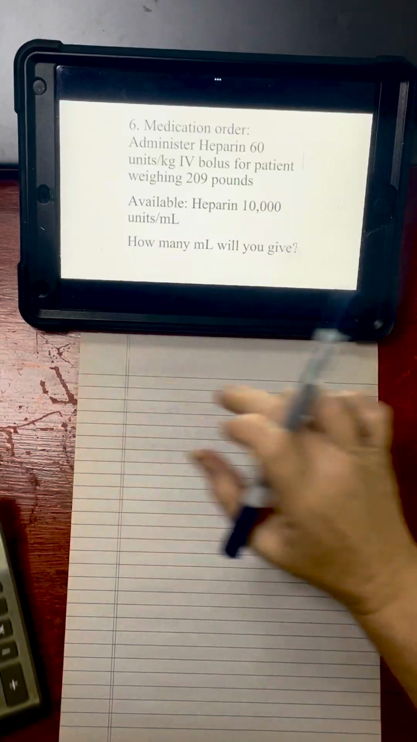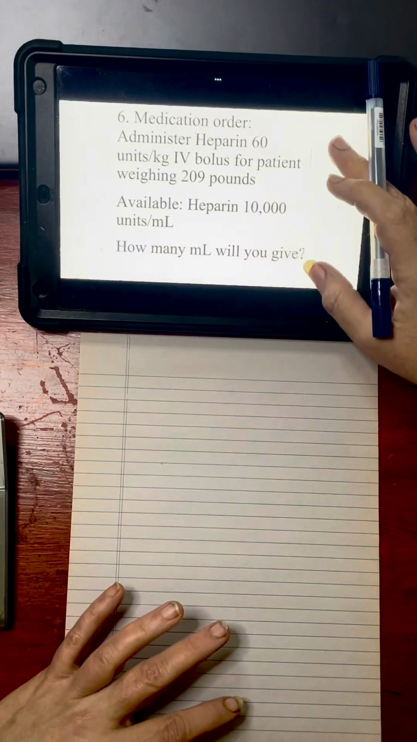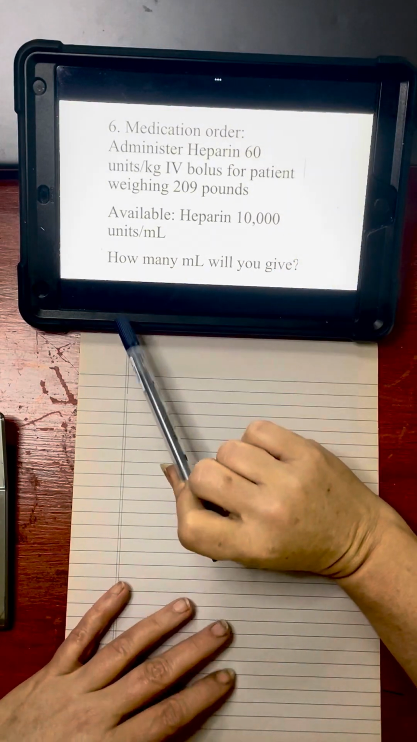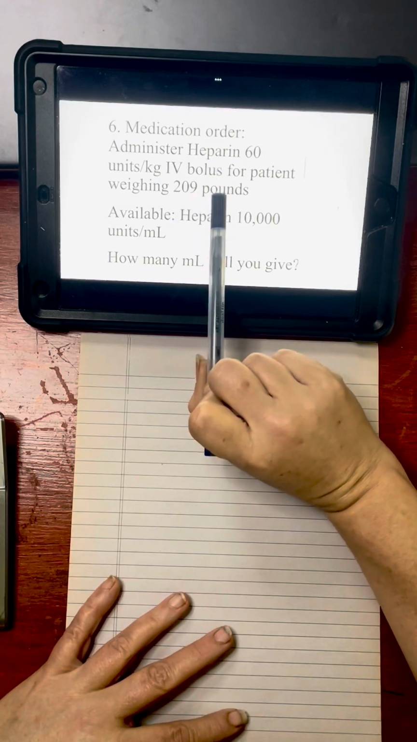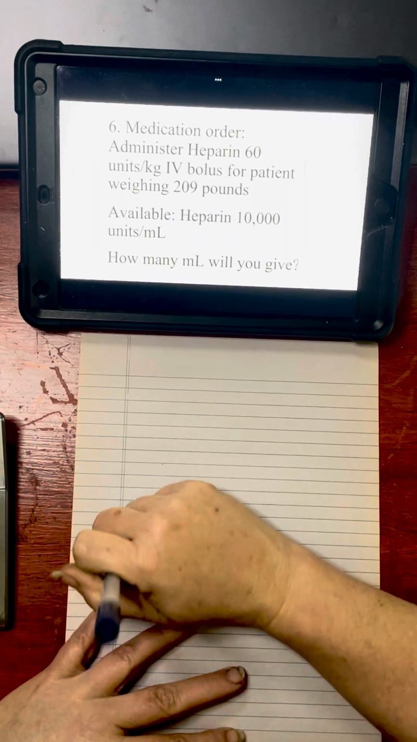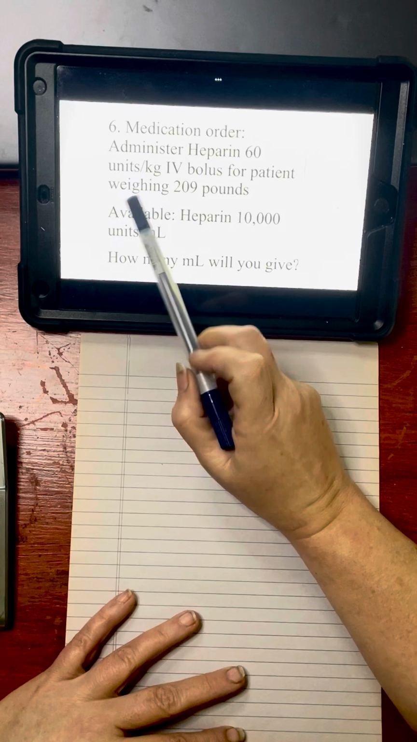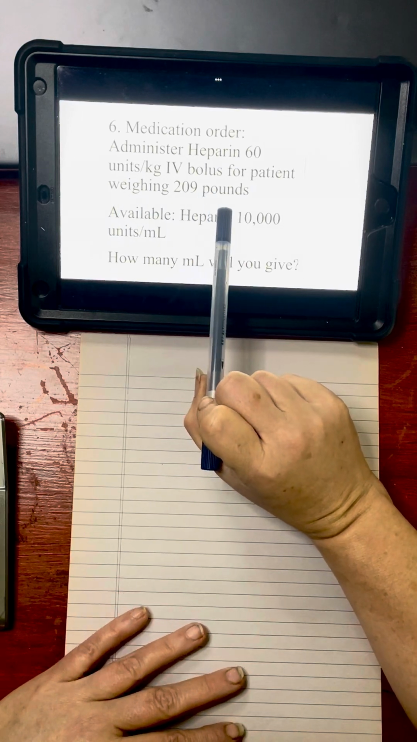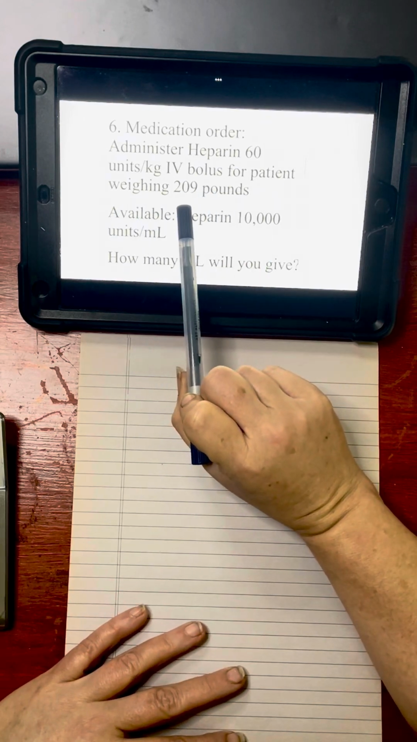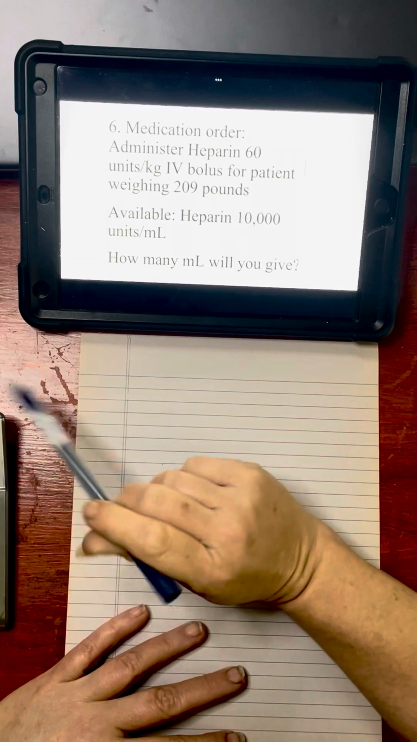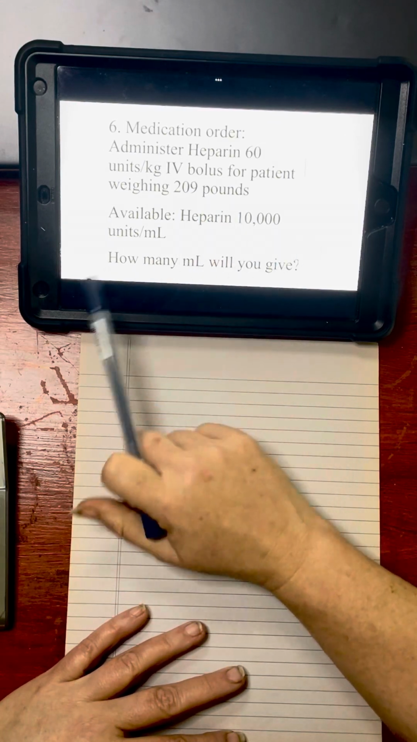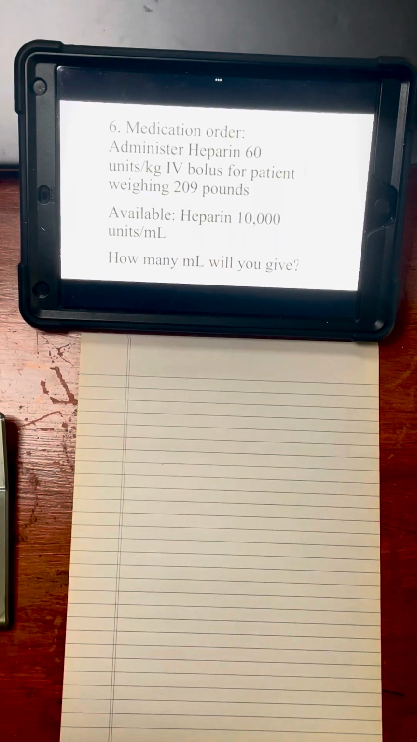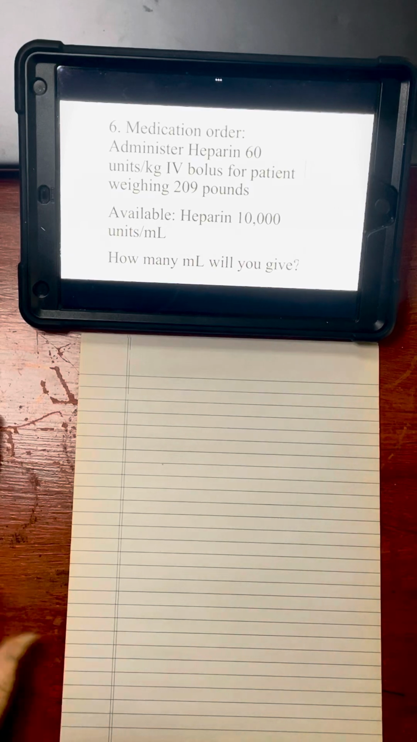All right, the medication order is to administer heparin 60 units per kilogram IV bolus for a patient weighing 209 pounds. Available is 10,000 units per milliliter. How many milliliters are you going to give?